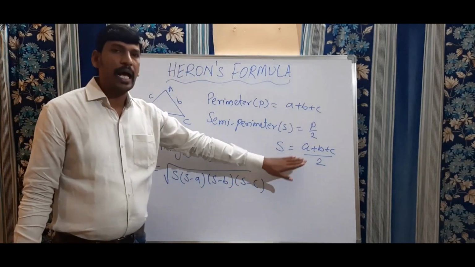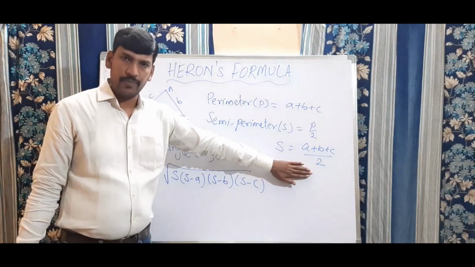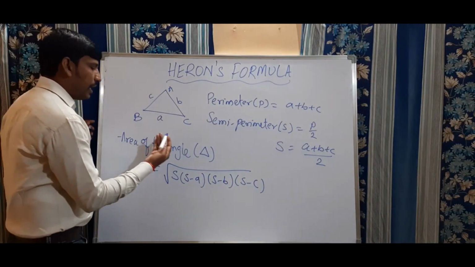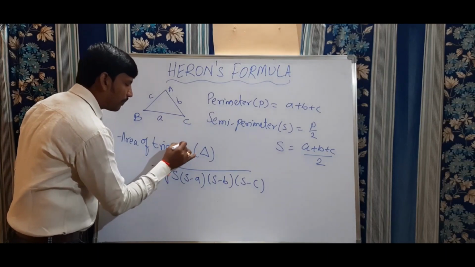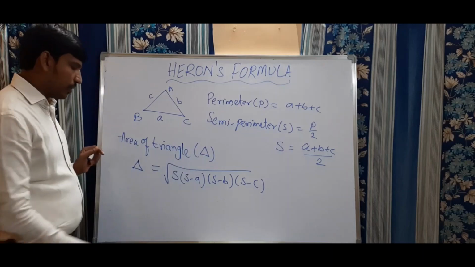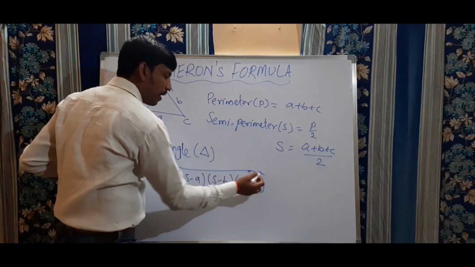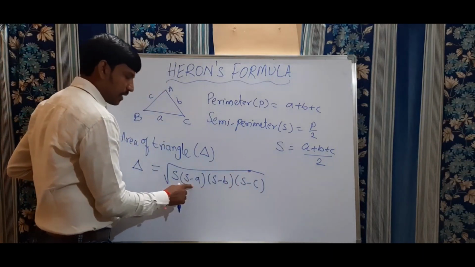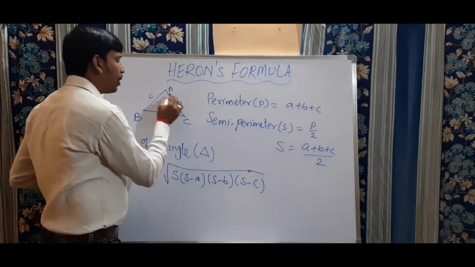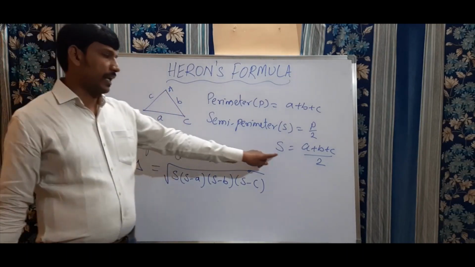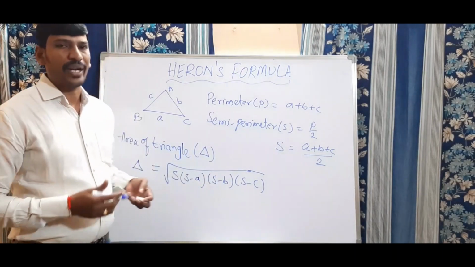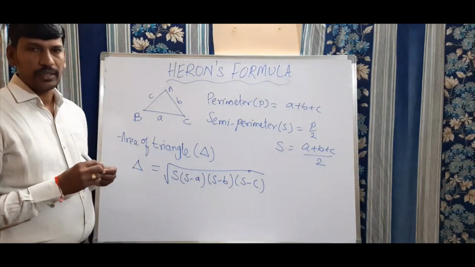After finding the value of S, to find the area of the triangle, denoted by delta, delta is equal to the square root of S into S minus a into S minus b into S minus c. You have to subtract all the sides from the semi-perimeter S and multiply with S. You will get the solution. Let us discuss one example based on this.